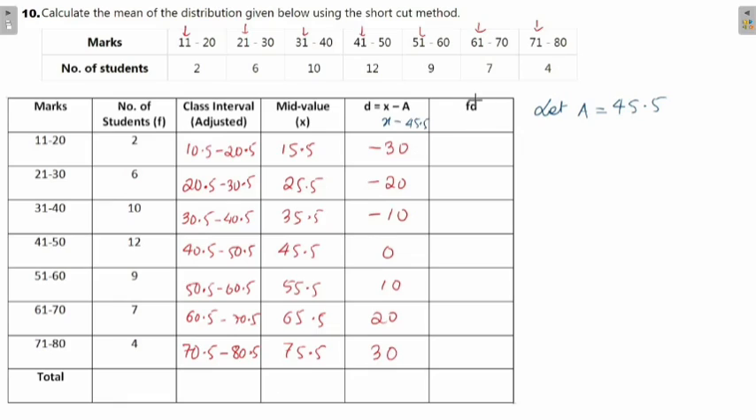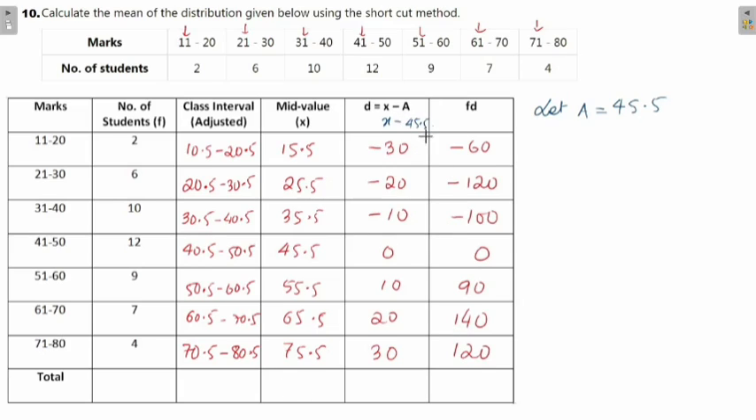Now let's find fd, that is, we'll multiply f and d. So 2 into minus 30 is minus 60. Similarly, 6 into minus 20 is minus 120. 10 into minus 10 is minus 100. 12 into 0 is 0. 9 into 10 is 90. 7 into 20 is 140. And ultimately we have 4 into 30 is 120.